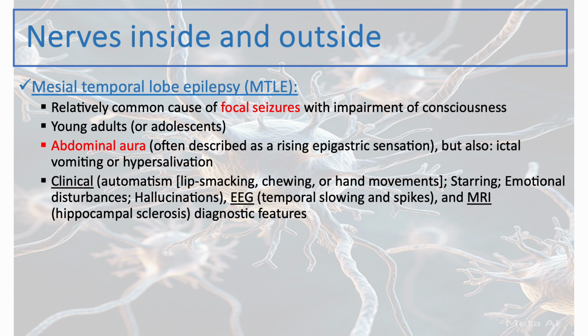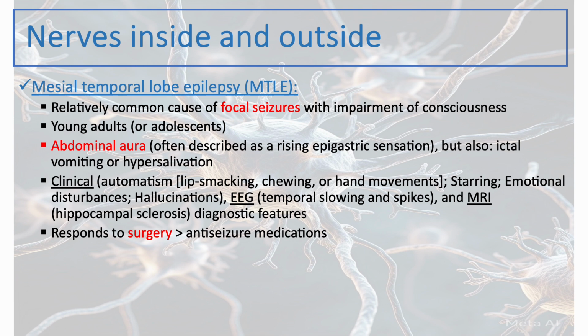And of course, the diagnosis is made by clinical manifestations, EEG changes, and MRI or brain imaging changes. For the clinical changes, they may have automatism. That could be a useful clue. So just repetitive movement like lip smacking, chewing, or hand movement, sometimes stirring, just emotional disturbances, could be emotionally labile. Hallucinations also. And then EEG might show some temporal slowing, some temporal spikes. That could be a clue, but imaging is very important. So MRI of the brain might show some hippocampal sclerosis. So the diagnosis, again, is made by a combination of all these.